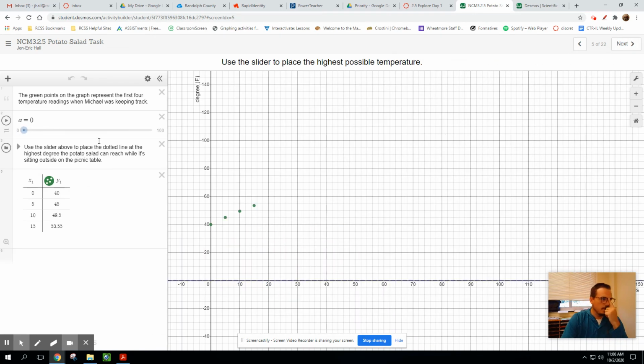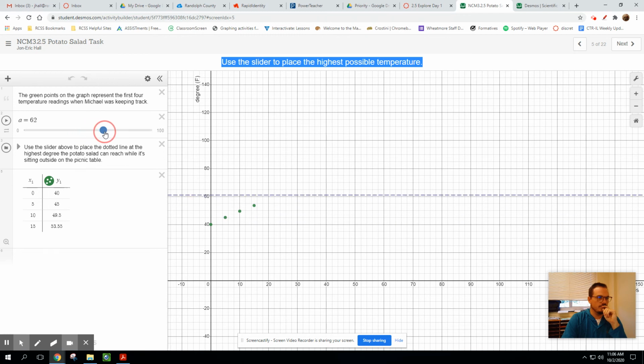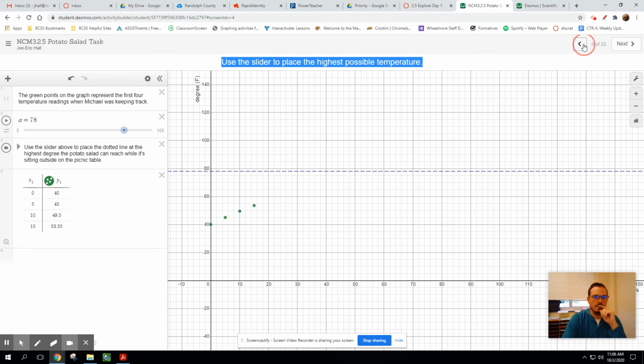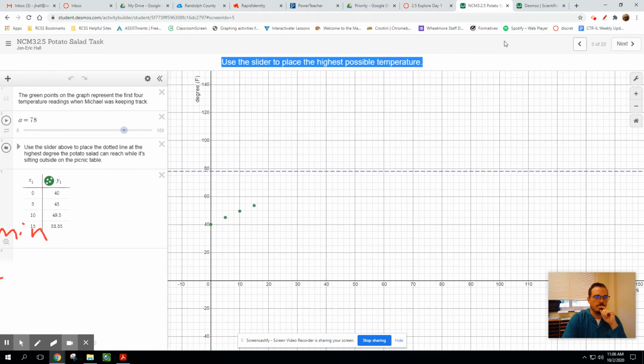Moving on. Use the slider to place the highest possible temperature. So we went all the way to 70 something. What did I say? 7, and I can always go back if I need to look. 76.24. So right around in there.